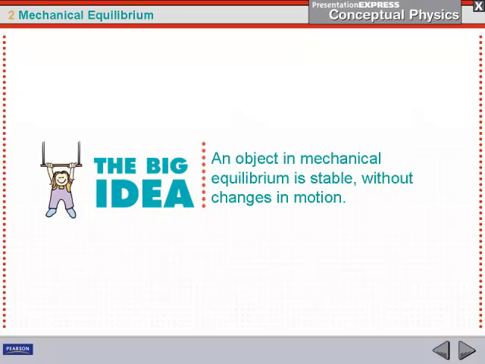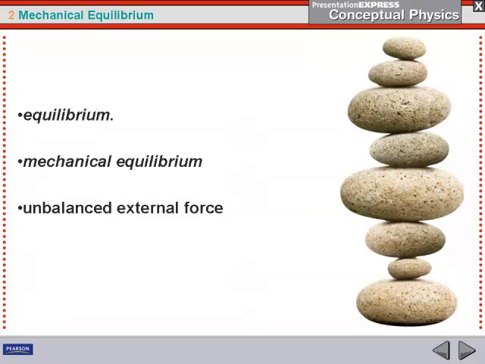Here's the big idea for Chapter 2. An object in mechanical equilibrium is stable without changes in motion. Things that are in balance with one another illustrate equilibrium. Things in mechanical equilibrium are stable without changes of motion. The rocks are in mechanical equilibrium. An unbalanced external force would be needed to change their resting state.